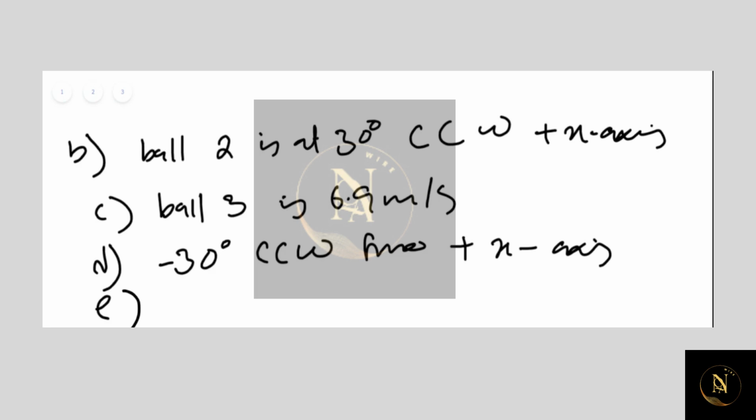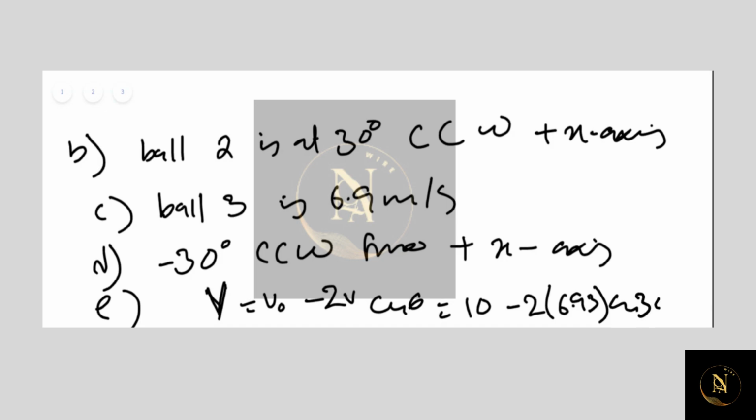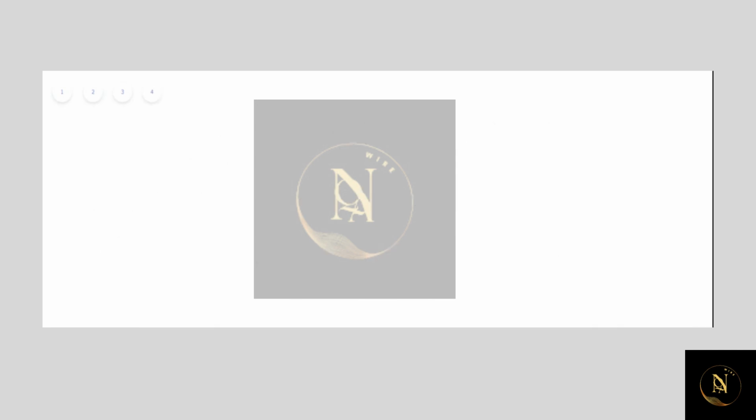Part E, from the momentum equation, we find the final velocity of ball 1, which is capital V equal to v0 minus 2 small v cos theta. Substituting values, 10 minus 2 times 6.93 times cos 30. This gives us minus 2 meters per second.